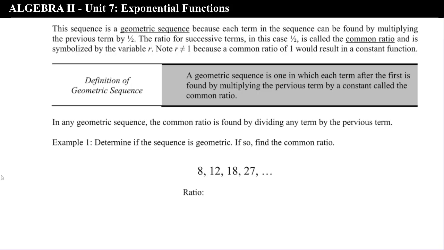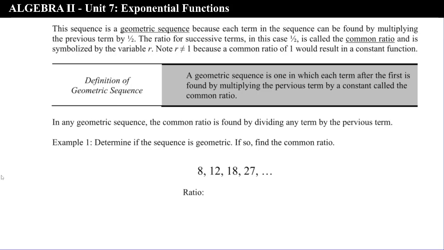Now note that r cannot be 1 because a common ratio of 1 would result in a constant function. So if we multiply the previous term by 1, we just get the previous term again, and that just continues on forever. You just keep getting that same term over and over. So here laid out for you is the definition of geometric sequence. And I'll leave that for you to read. In any geometric sequence, the common ratio is found by dividing any term by the previous term.